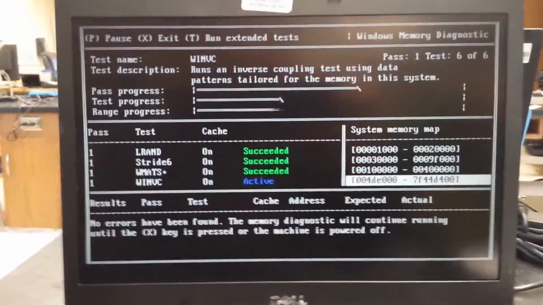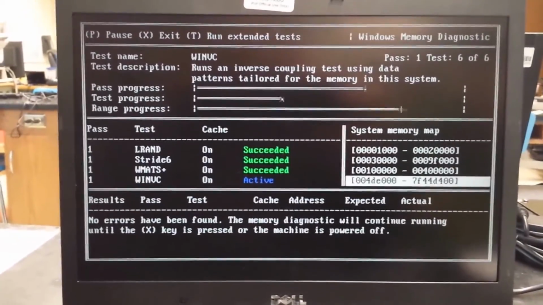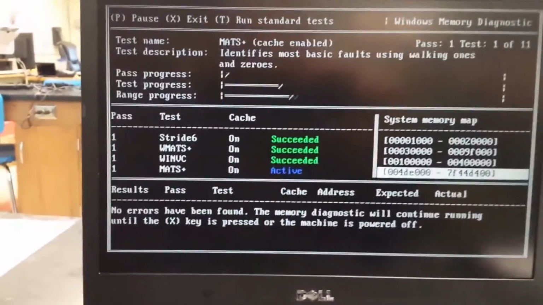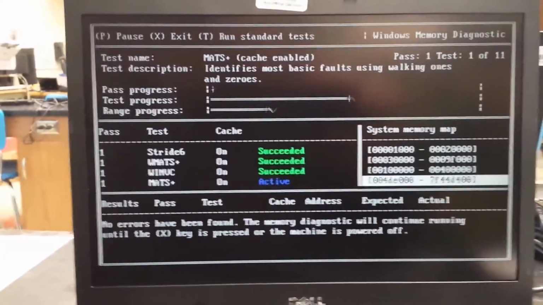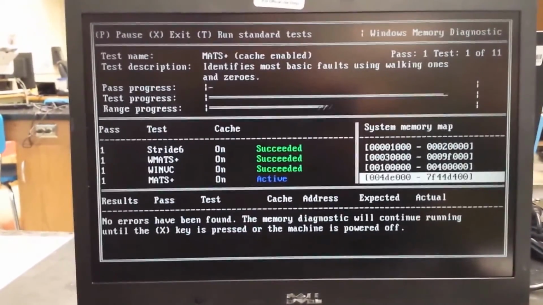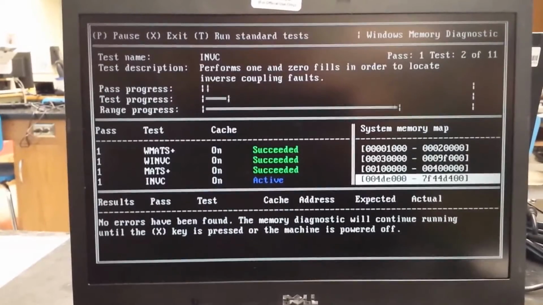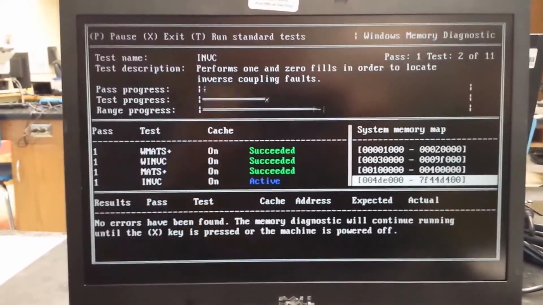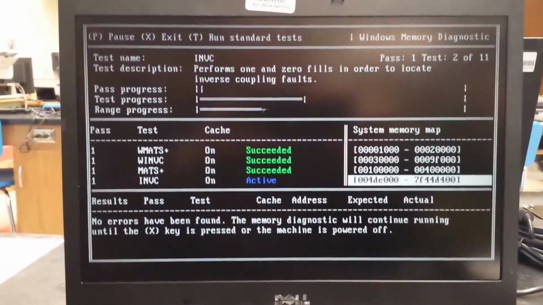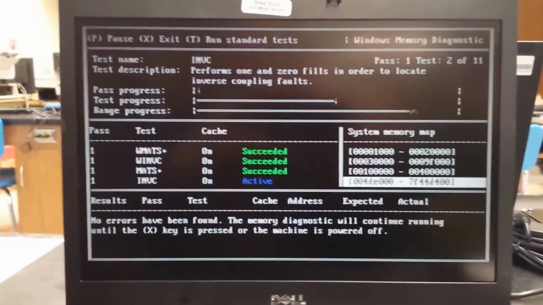Okay. So this one goes in really fast, starts really fast. Okay, I'm lying. I'm going to go ahead and go into Max's. You can see it started over there, and now instead of doing 6 tests, it's doing 11 tests of Max's memory. Okay, so that's the Windows memory diagnostic test. That's one of the tests that we're going to use.